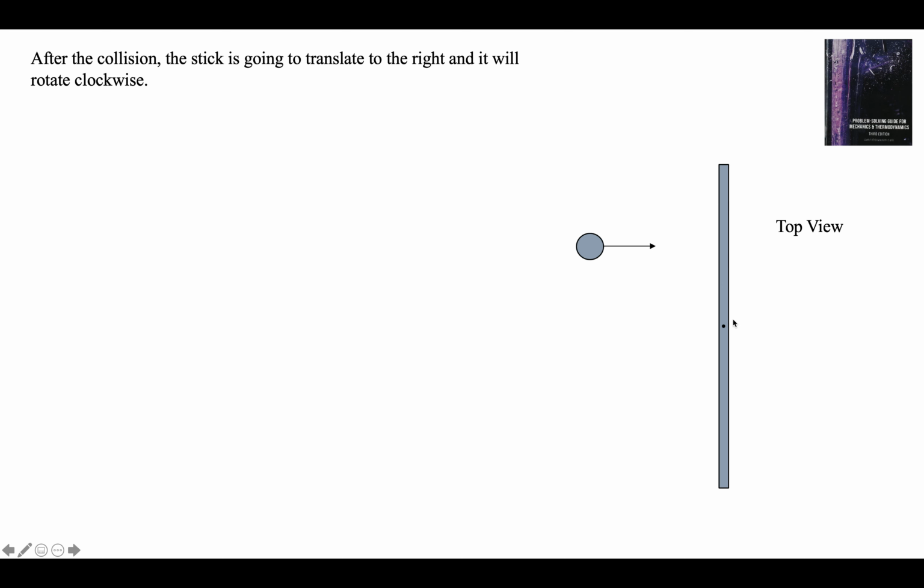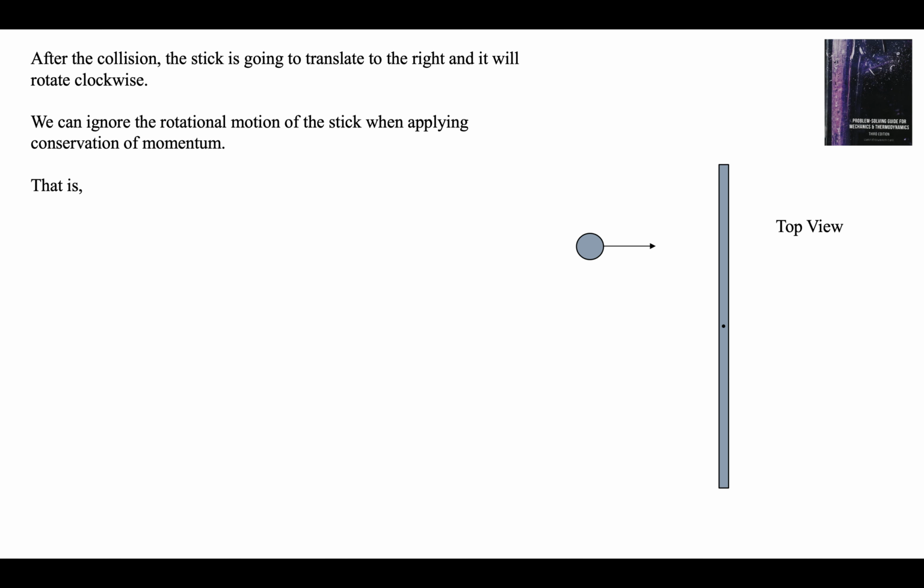Well, the stick is going to translate. The center of mass is going to move, and it's going to spin. It's going to rotate clockwise. It's a complicated problem. When we do conservation of momentum, we ignore the rotational motion of the stick. It's just mv as always. M puck, v initial puck, that's the initial momentum. The final momentum, we have the puck moving and we have the stick moving. That cm means center of mass.